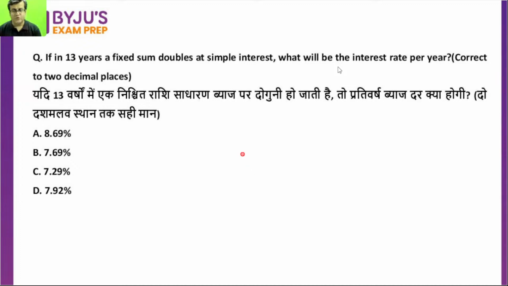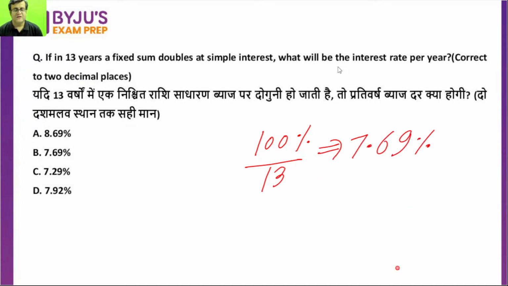Come to this one again. If I let you know that money becomes double, it means 1 becomes 2, 100 becomes 200. So it means 100% is the interest. In 13 years, so divide by 13. So the rate for 1 year is 7.69%. That's it.